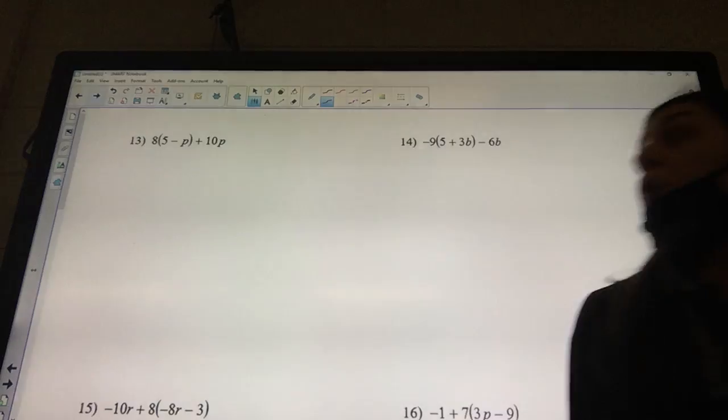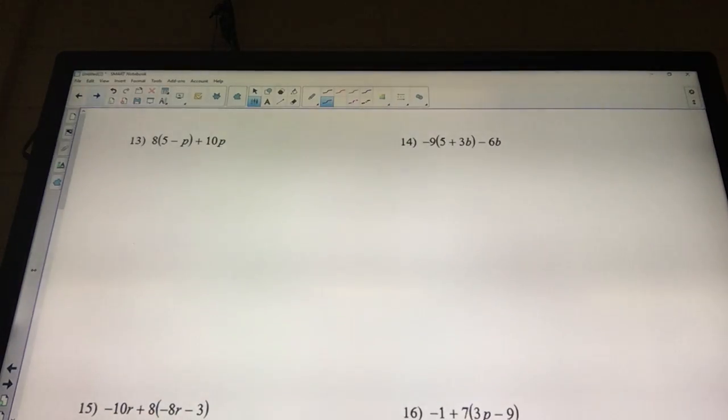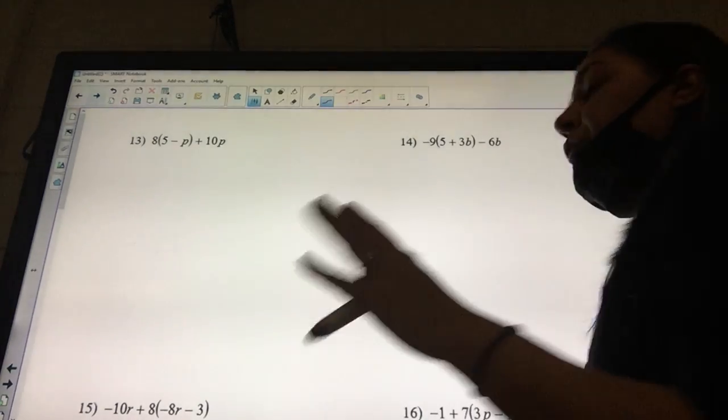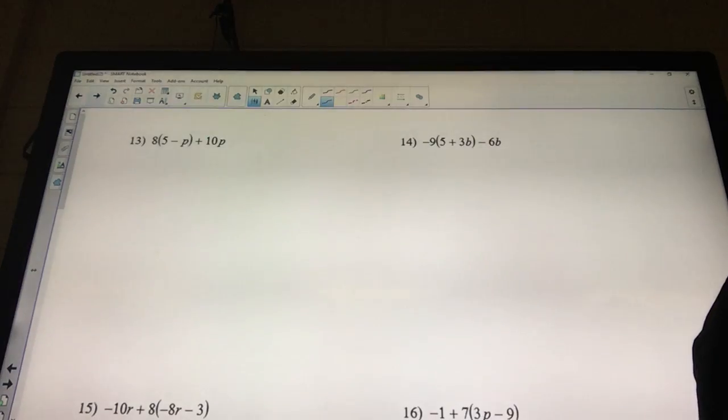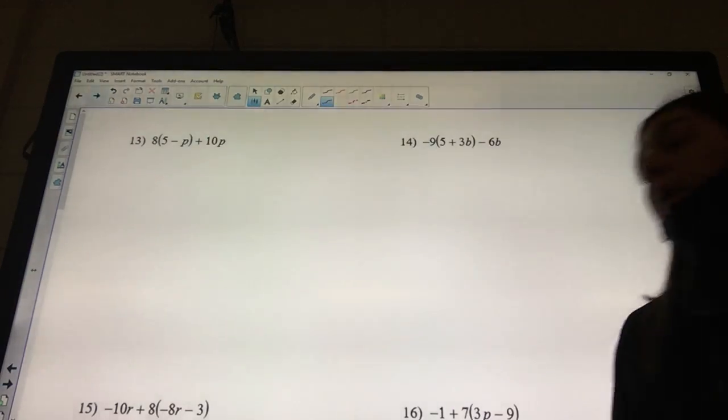Okay, and so now the rest of all of these are going to be distribute and then combine. So it is a little bit of simplifying. So always start by distributing first. It doesn't matter what problem because our order of operations says, please excuse my dear Sally, right? You do the parentheses first, no matter what.